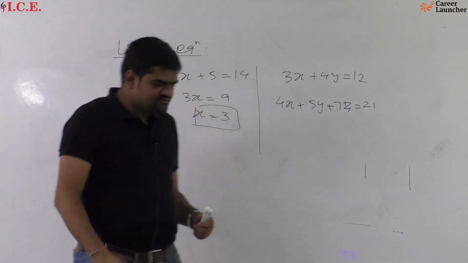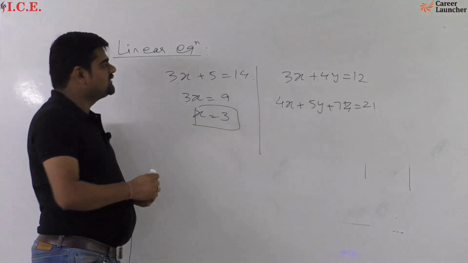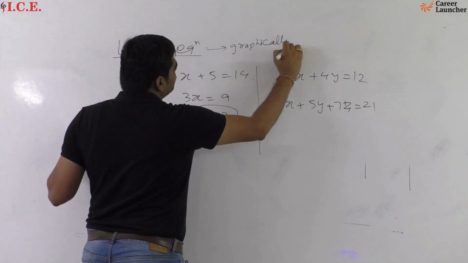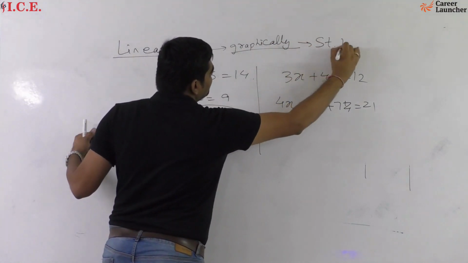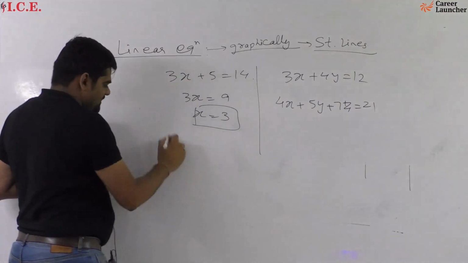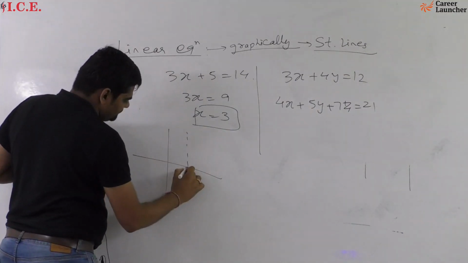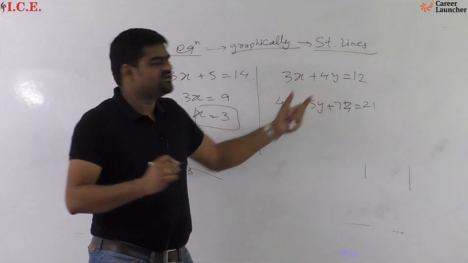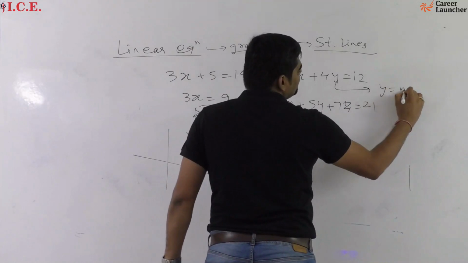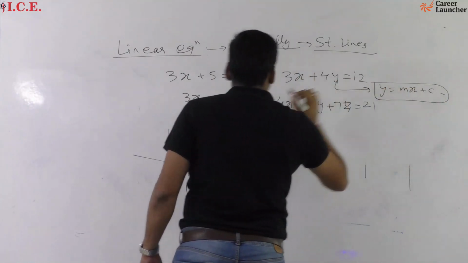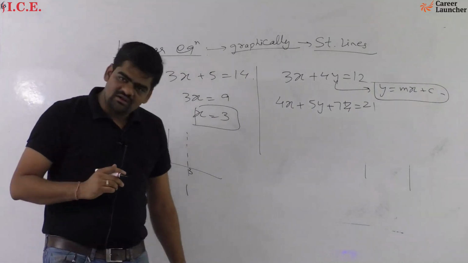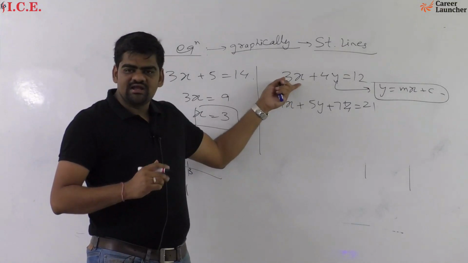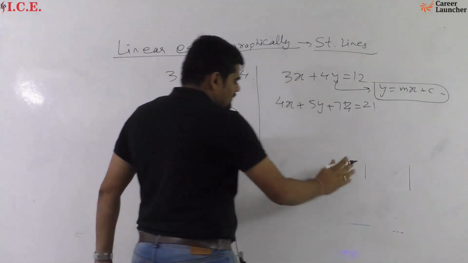One more thing. You might have also known that linear equations are nothing but, if you see graphically, they are straight lines. You can see x equal to 3. Can I say it is a line x equal to 3? 3x plus 4y equal to 12. Is it of the form y is equal to mx plus c, where m is the slope, c is the y-intercept? So this is also an equation of a straight line. I can plot this on a coordinate axis.